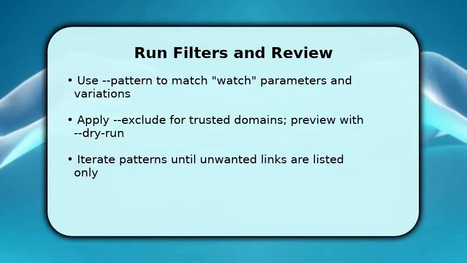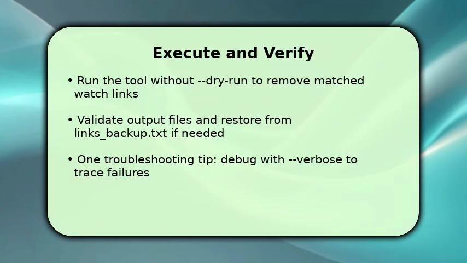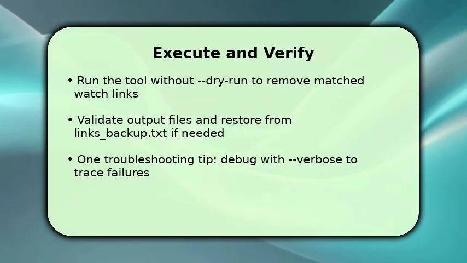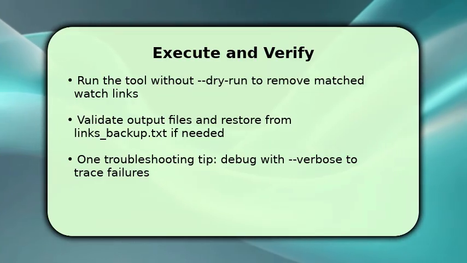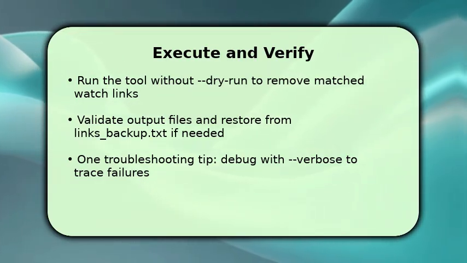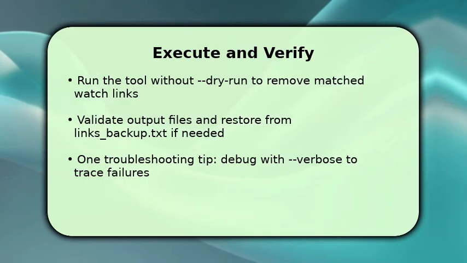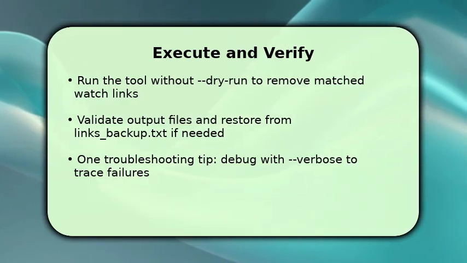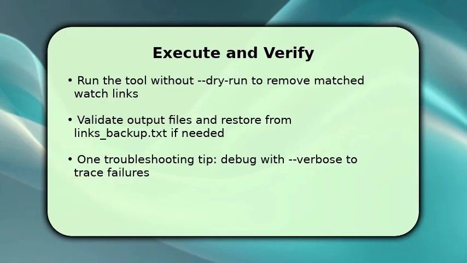Run the tool without dry run to apply changes and remove the matched watch links. Once complete, verify output files by sampling several entries and confirming no expected links are gone. If something went wrong, restore from Links_Backup.txt, and repeat with tighter patterns.